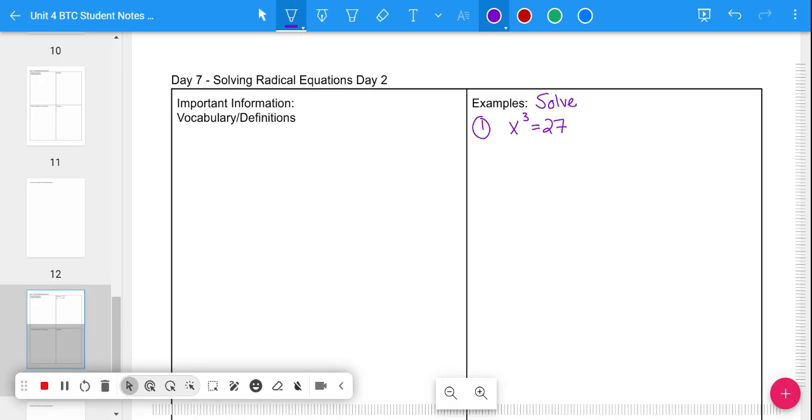Okay, so now if I want to solve something with a power, in order to get rid of the power or the exponent of 3, I'm going to take the cube root of both sides. And the cube root of 27 is 3. So my solution for number 1 is 3.